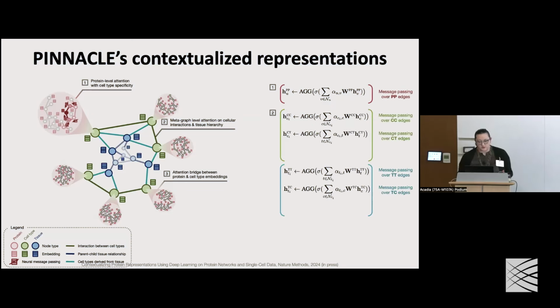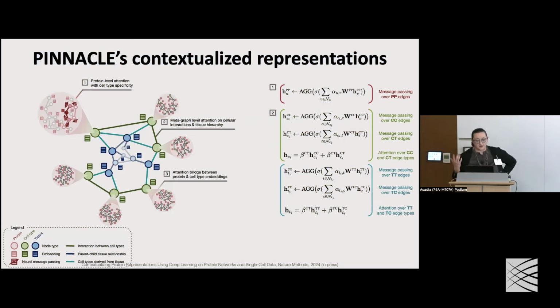The second important component is that of doing message passing not only within each cell type network, but also exchanging messages between different cell types. And the intuition behind doing so is that we want to capture and transfer knowledge from one cell type to the other, and we want to do that in a non-prescriptive manner, so in a learned, data derived manner. And because of that, we have this additional attention mechanism that allows us to exchange neural messages between cell type to cell type edges and cell type to tissue edges.